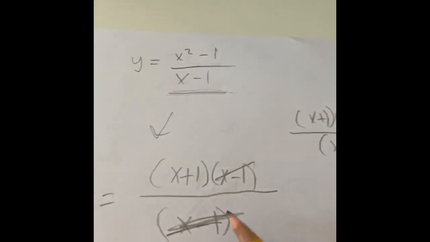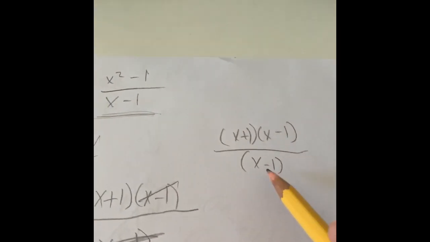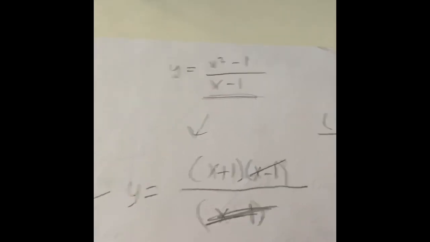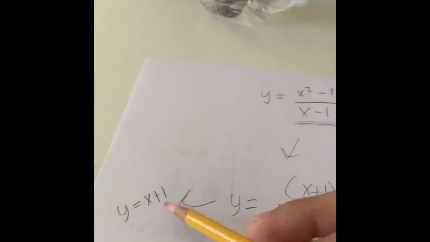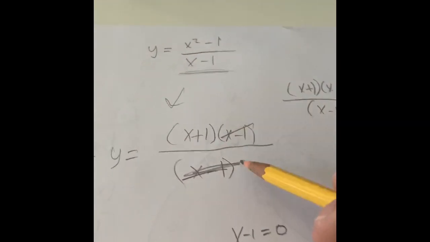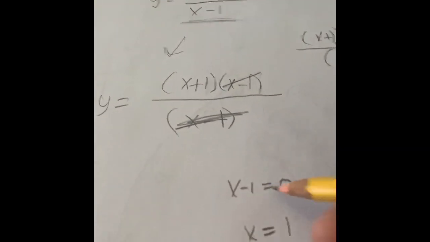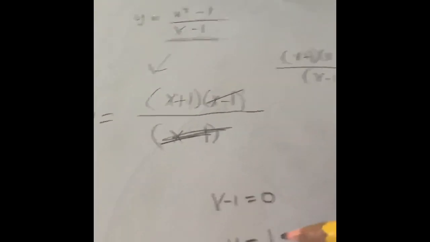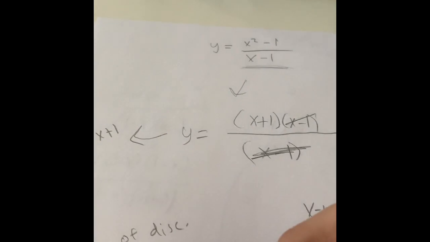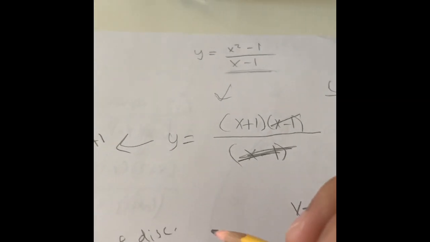However, you can cancel them out like I just did here, because x minus 1 and x minus 1 are both on the numerator and denominator. They can just cancel out. So then you're left with y equals x plus 1, and your hole is x minus 1. Now, x minus 1, you set that equal to 0, and your x value for your hole is 1. You get a hole at 1.